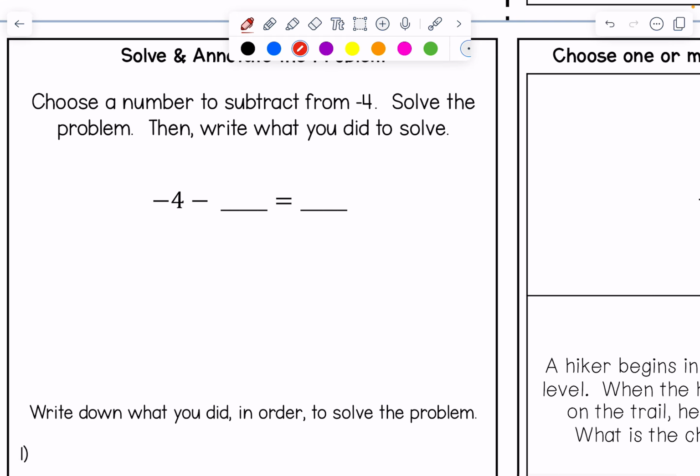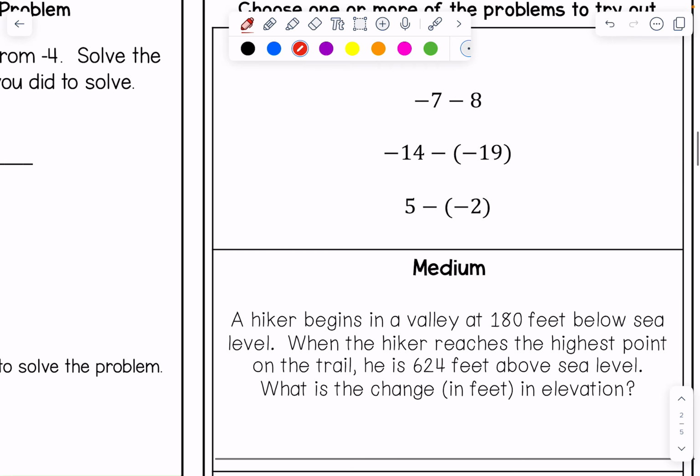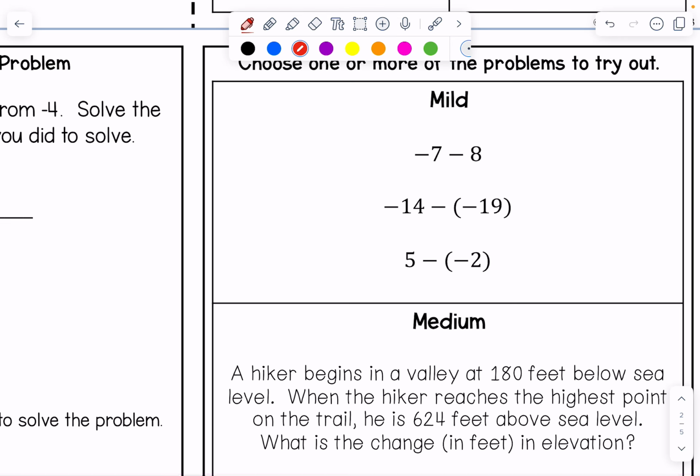This example down here is just for you to fill in, so you get to create a problem and then write the steps that you use to solve in a language and in words that make sense to you, okay? So -4 minus something. You get to plug in an integer there and then go ahead and solve it and explain your steps. So we're going to look at some mild problems first. -7 minus 8.